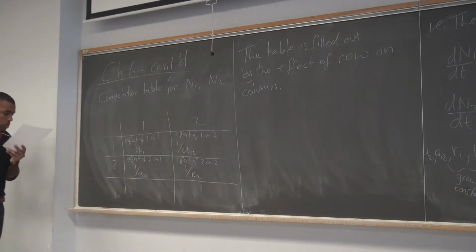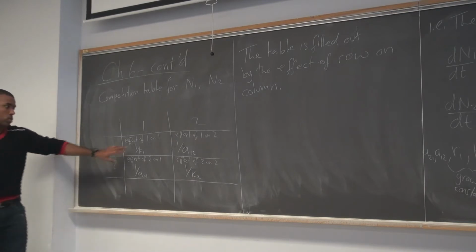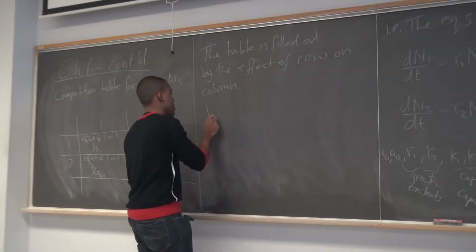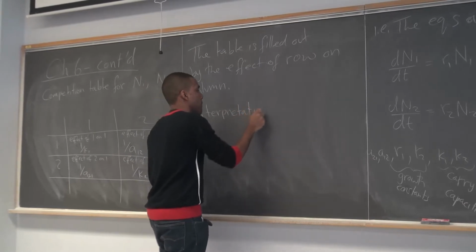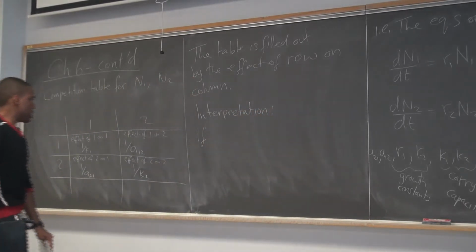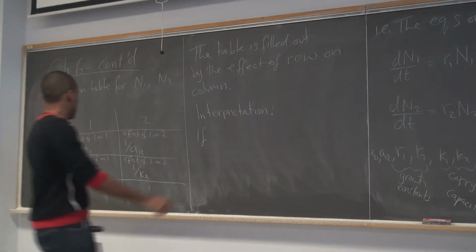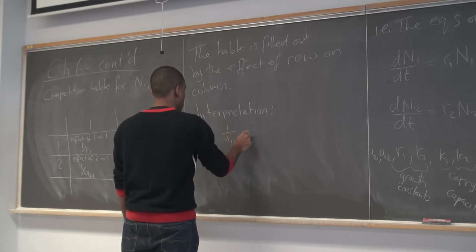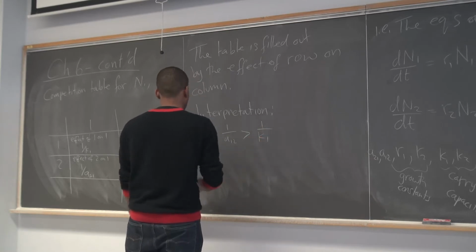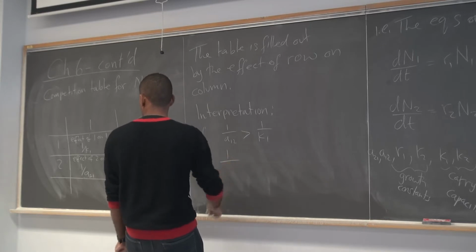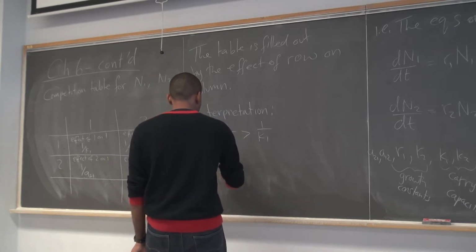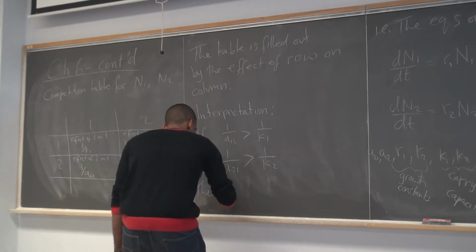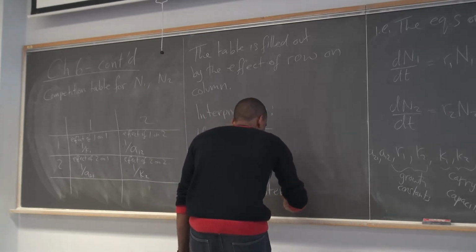Okay. So we'll put actual numbers to this so you'll see it and what it means. And basically this sort of gives you a measure of how competition is going on. And here's how you interpret the table. If I want 1's effect on 2, 1 over A12, to be greater than 1 over K1, and at the same time, 1 over A21 to be greater than 1 over K2, then the system is competitive.